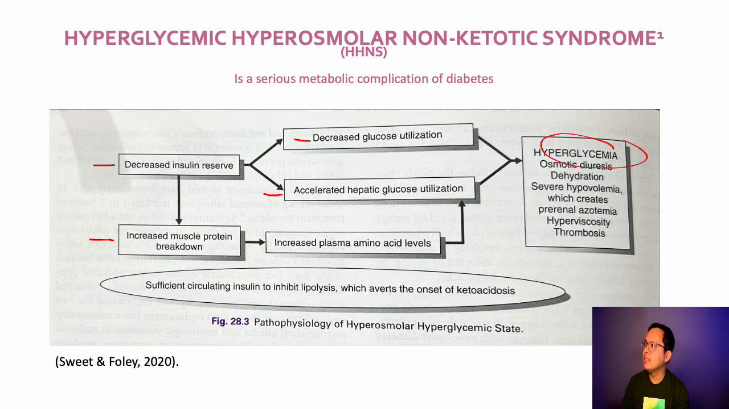Then comes osmotic diuresis, dehydration, and severe hypovolemia, which creates prerenal azotemia, hyperviscosity, and thrombosis. There is sufficient circulating insulin to inhibit lipolysis, which averts the onset of ketoacidosis. So there is no ketoacidosis because there is sufficient insulin to inhibit lipolysis.